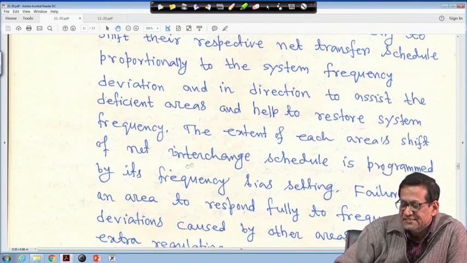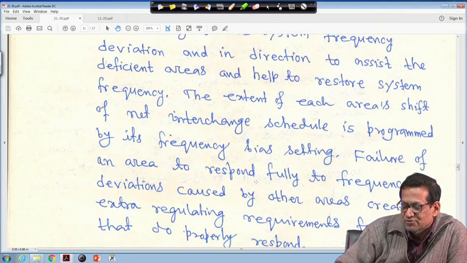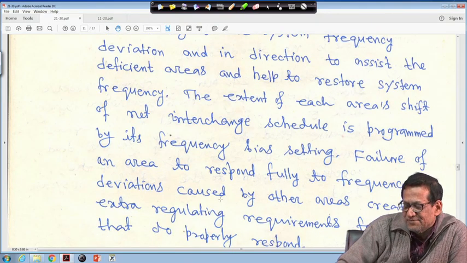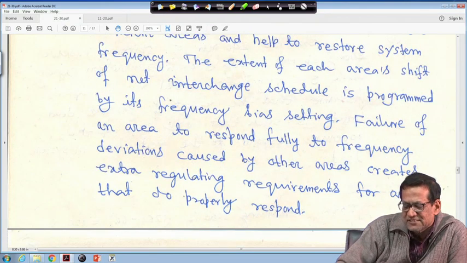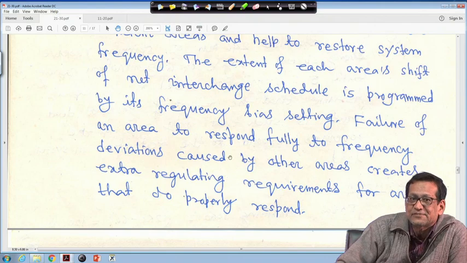The extent of each area's shift of net interchange schedule is programmed by its frequency bias setting, which we will see later. Failure of an area to respond fully to frequency deviation caused by other areas creates extra regulating requirements for the areas that do not properly respond.